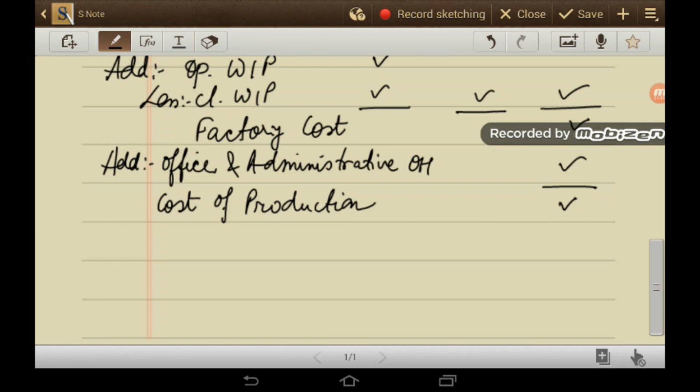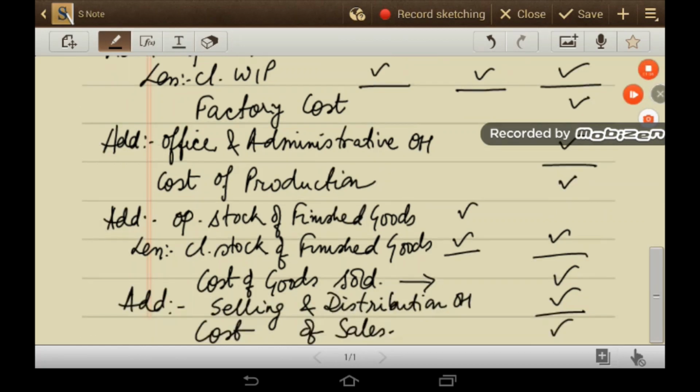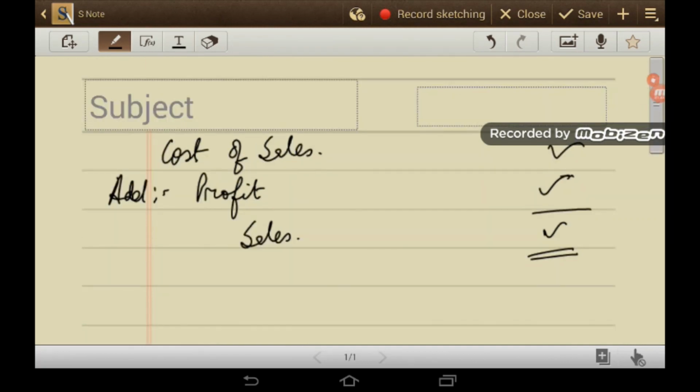So with the factory cost, we add office and administrative overhead to arrive at cost of production. So with the cost of production, we adjust the opening stock of finished goods and closing stock of finished goods to arrive at cost of goods sold. With cost of goods sold, we add selling and distribution overhead to arrive at cost of sales. With the cost of sales, we add profit to arrive at sales value.